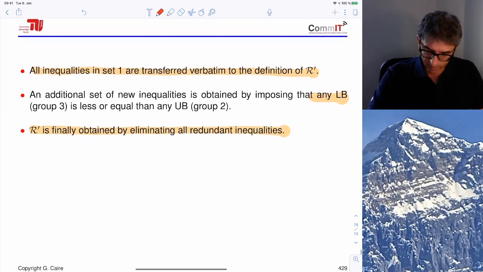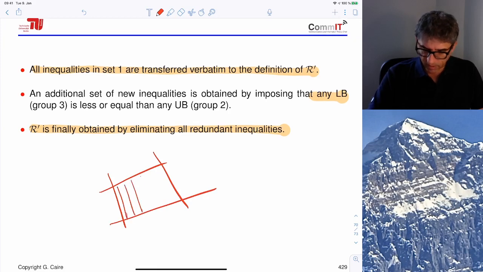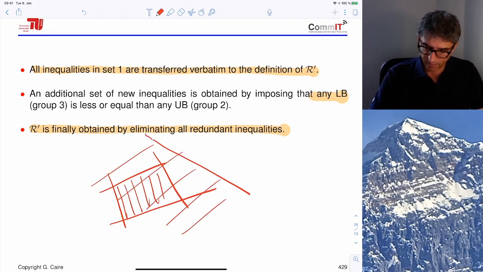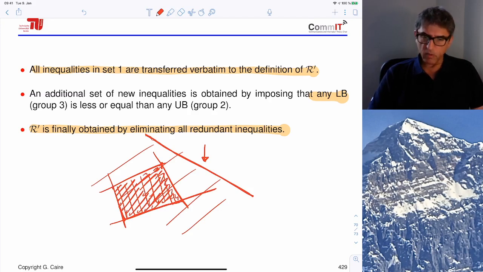Because in general, if I have, for example, inequalities that define this region, and maybe there is another inequality that defines this, okay? And this clearly is a redundant inequality. Its half space contains already the region, so having or not having this inequality doesn't change the region. So this means that all the inequalities that do not provide a facet in the polytope or in the polyhedral region can be eliminated. So we have not only expansion of the number of inequalities, but also a reduction.